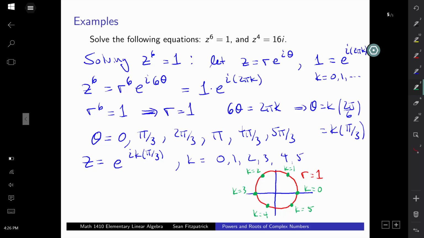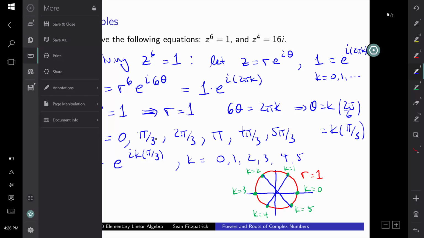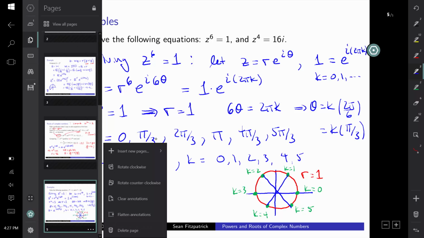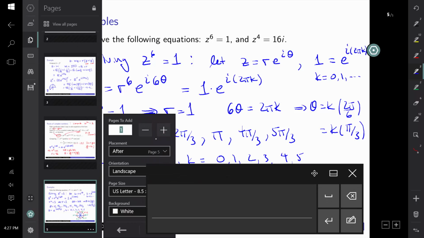And notice that the roots are all kind of nice and evenly spaced around the unit circle. There's an angle of pi over 3 between each consecutive root, so you get this nice even symmetric spacing of the roots around the circle. And in fact, this is something that works in general. So let me do the other one for you, or at least get it started. We just have to add a page because we're out of room. So let's insert one new page.